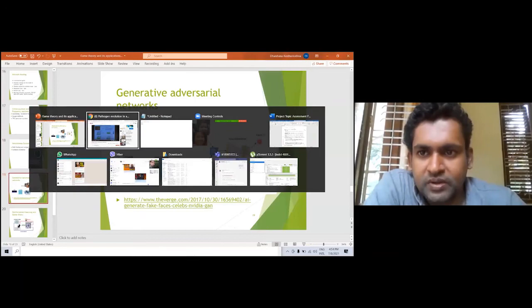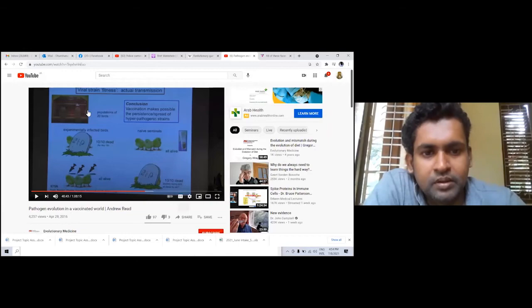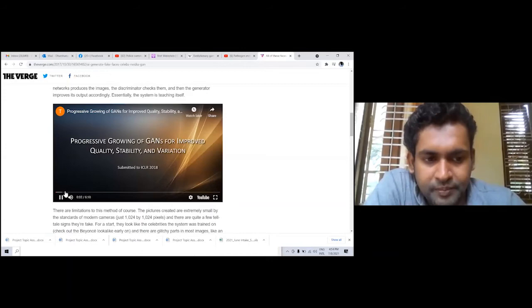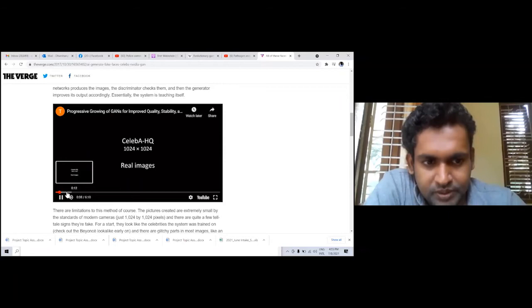Now you may have seen progressive GAN, which is a type of GAN that is used to generate these celebrity faces, right? These use some real faces to generate these.